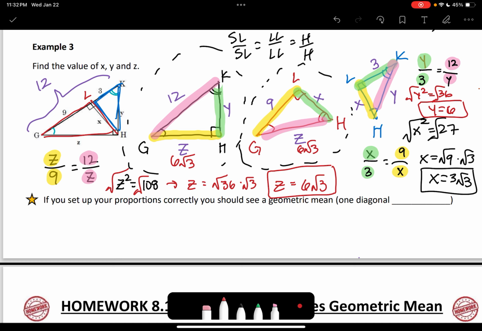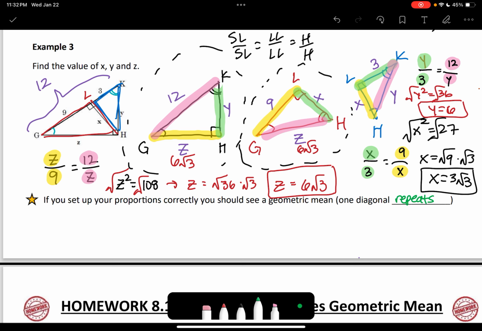So to summarize and recap, step 1, label your acute angles in the largest triangle with 1 ring and the other one with 2 rings. Separate out all 3 triangles, color code your corresponding sides, and begin to set up proportions to solve for the indicated variable. Right? And so to kind of look at the last bullet point here at the very bottom, just one final reminder, if you set up your proportions correctly, you should see a geometric mean where 1 diagonal repeats. All right? And so that's actually going to conclude this part of the video.